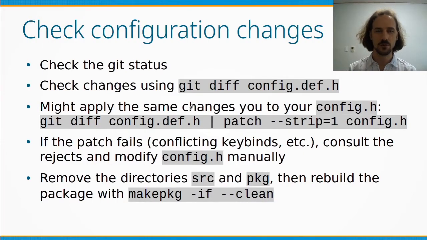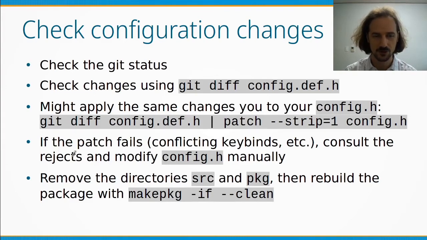Okay, so for the configuration changes, we will use the git status we just did, and we can use this git diff not just to take a look at what has changed, but we can use the git diff command to get these changes and apply these changes to our other file. So we want to apply the changes that have been made to config.dev.h to config.h, and this is the command we will be using.